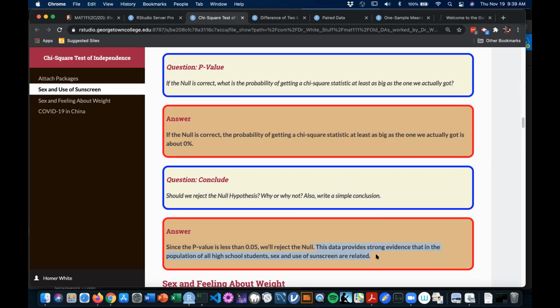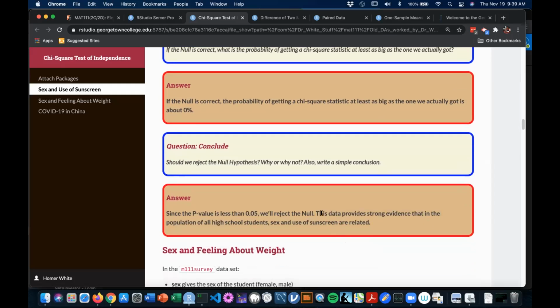Well, here the data provides really strong evidence that out there in the population of all high school students, sex and use of sunscreen are related. Notice that that conclusion has no math. Doesn't talk about p-values, doesn't talk about null and alternative hypothesis, doesn't talk about chi-square stats, just talks about strength of evidence for the alternative spelled out in nice, simple words.